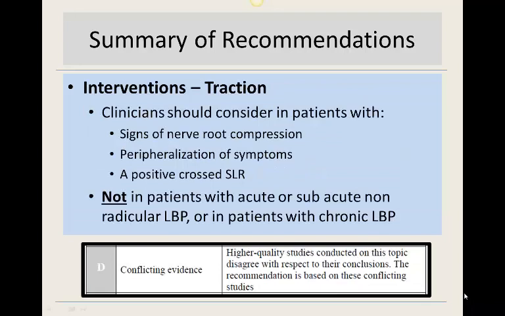Traction has typically been an intervention that causes some controversy among physical therapists, and it's with conflicting evidence that traction is recommended. It is not recommended with patients with acute or subacute non-radicular low back pain. If mechanical traction is used, it should typically be used when there are signs of nerve root compression, or if there is peripheralization of symptoms, or a positive cross straight leg raise.